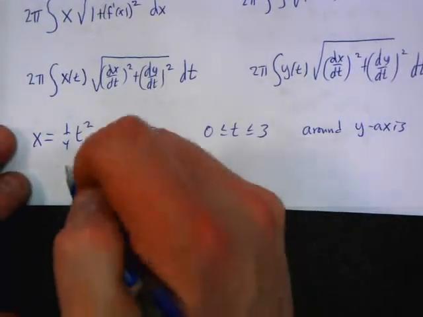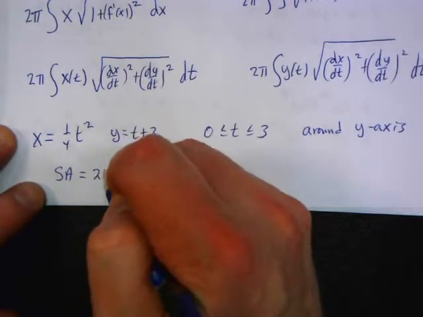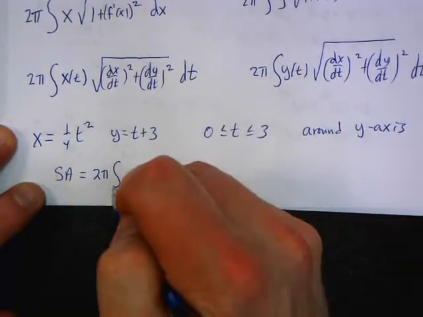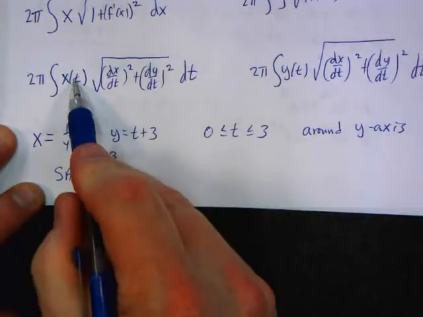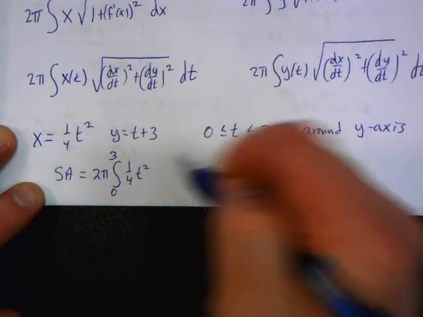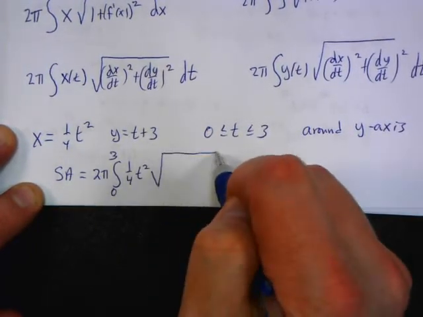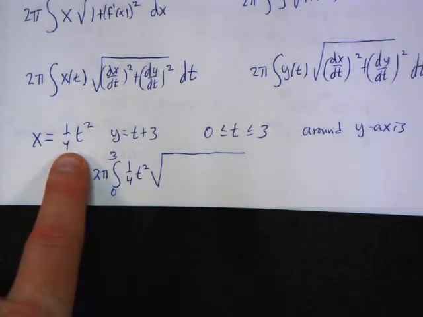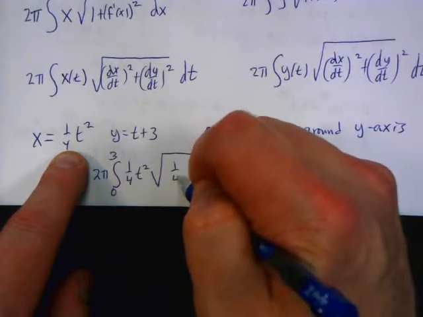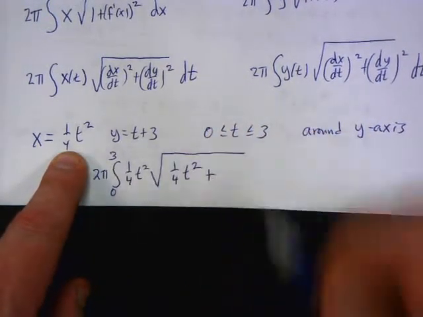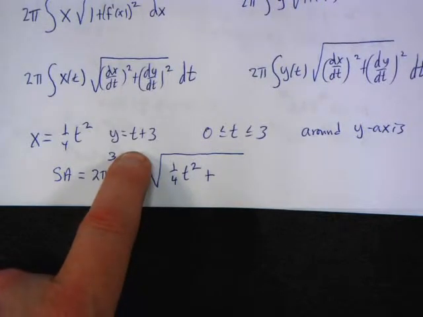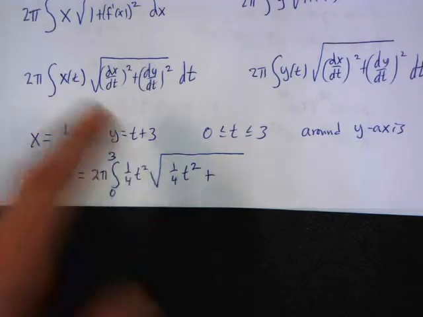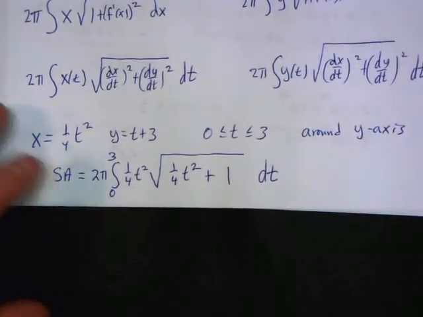So your answer would be the surface area is 2 pi, the integral from 0 to 3 of x of t. X of t is 1/4 t squared times the square root of, I take the derivative. What's the derivative of 1/4 t squared? 1/2 t, but then you have to square it. You're back to 1/4 t squared. Plus, I take the derivative of t plus 3. 1 squared is 1 dt.